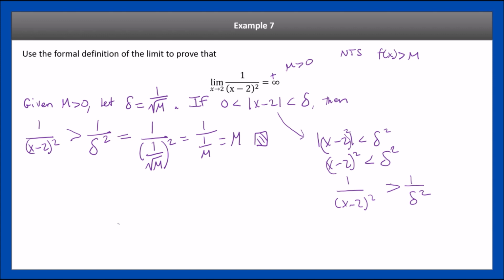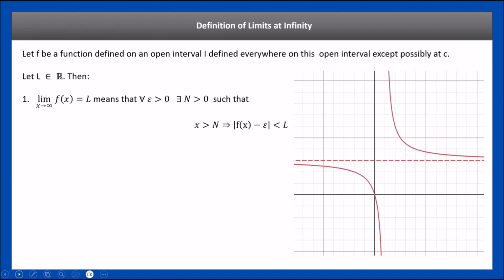So that was two examples for infinite limits. Now let's switch over to the definition of limits at infinity. Let f be a function defined on an open interval, like we usually say, but of course it doesn't have to be defined at c. Remember, limits at infinity is when you have a horizontal asymptote. So basically x is going to infinity, and you're approaching some kind of value.